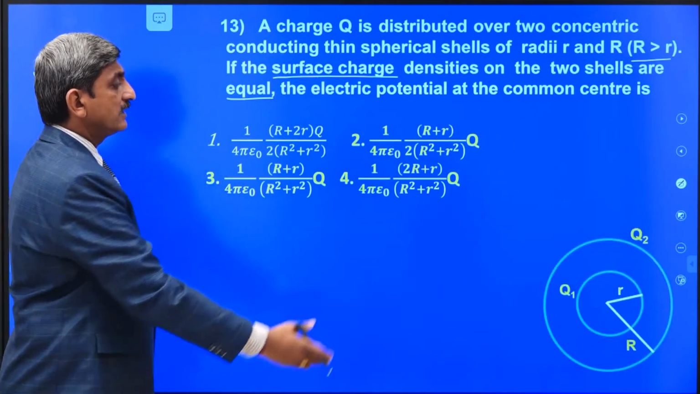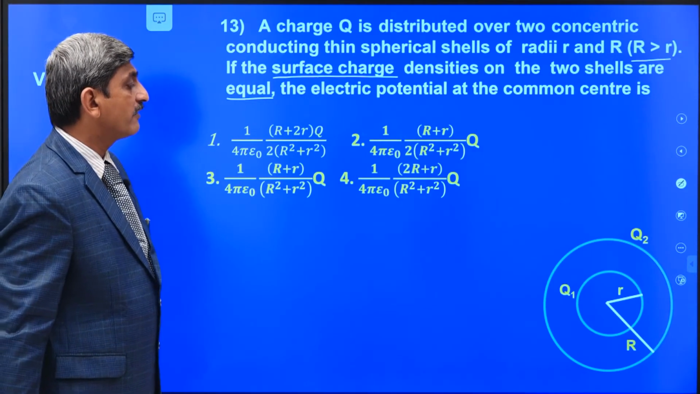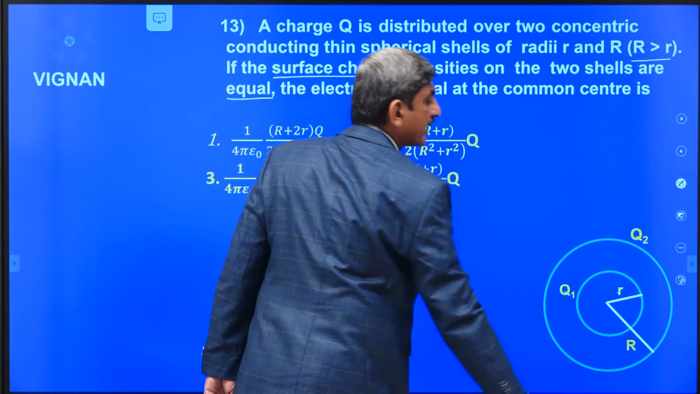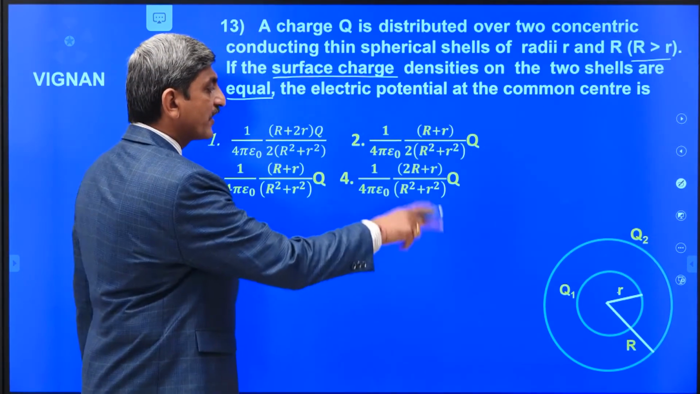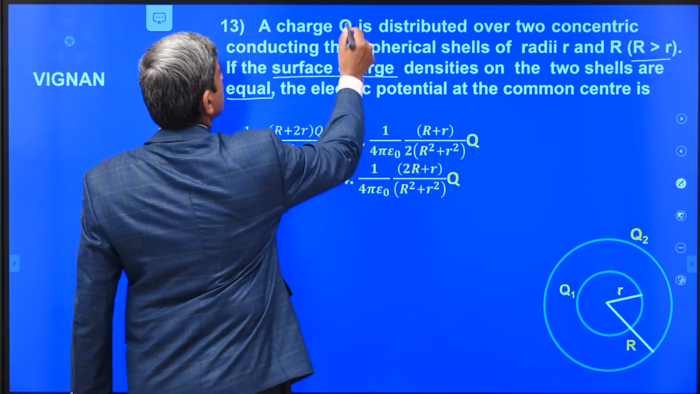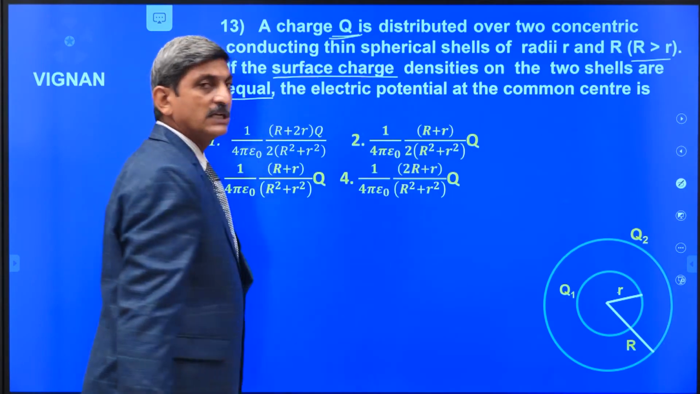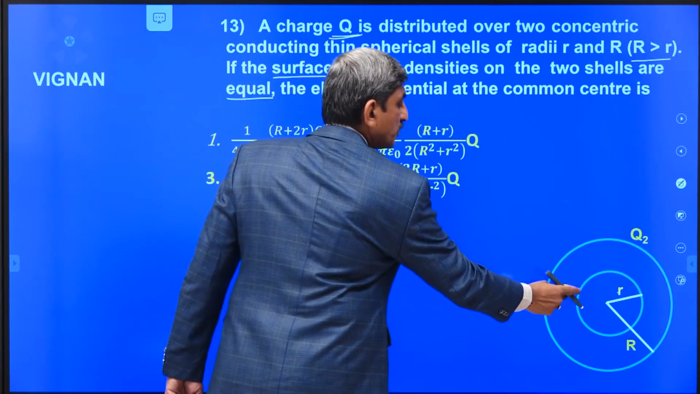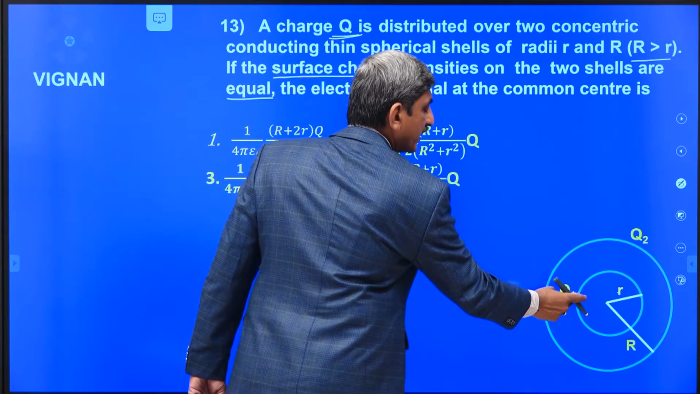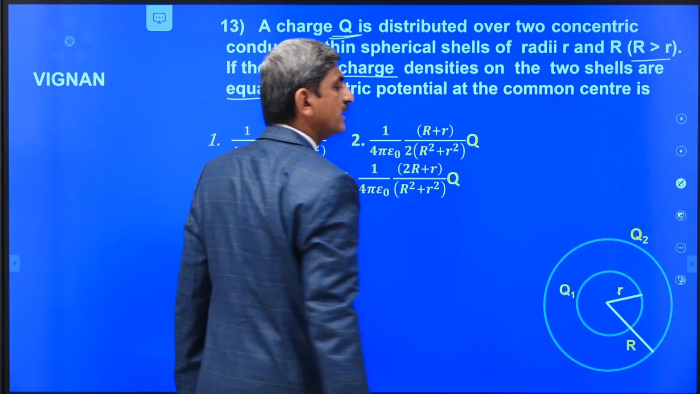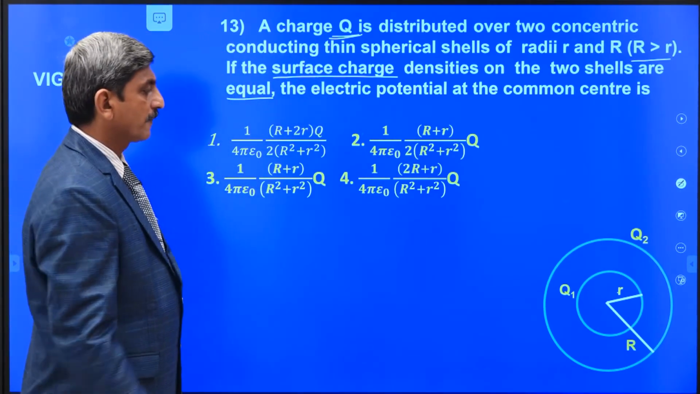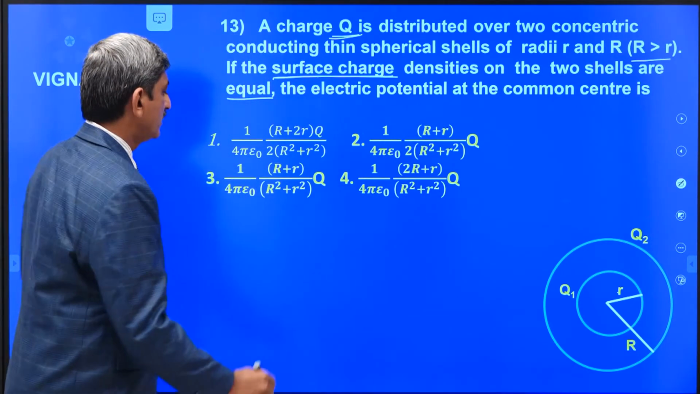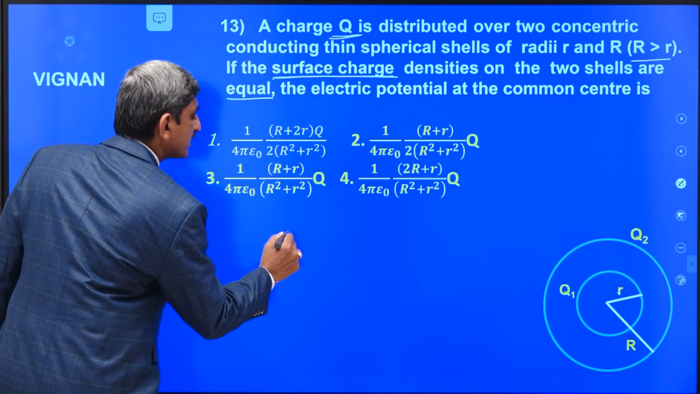So here two concentric spherical shells are given to you. Here small r is the radius of the inner shell and capital R is the radius of the outer shell, and for that combination a total charge Q is given. Now let us assume that the total charge is distributed like this. Q1 is the amount of the charge on the inner shell and Q2 is the charge on the outer spherical shell. But it is given that the surface charge densities are the same.